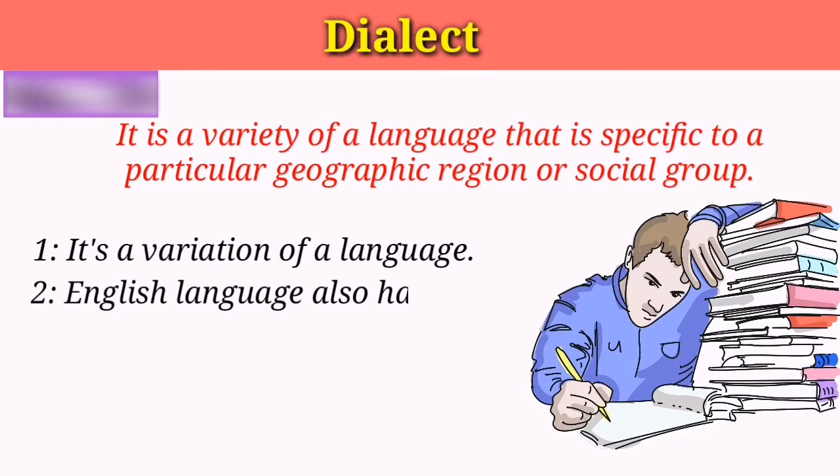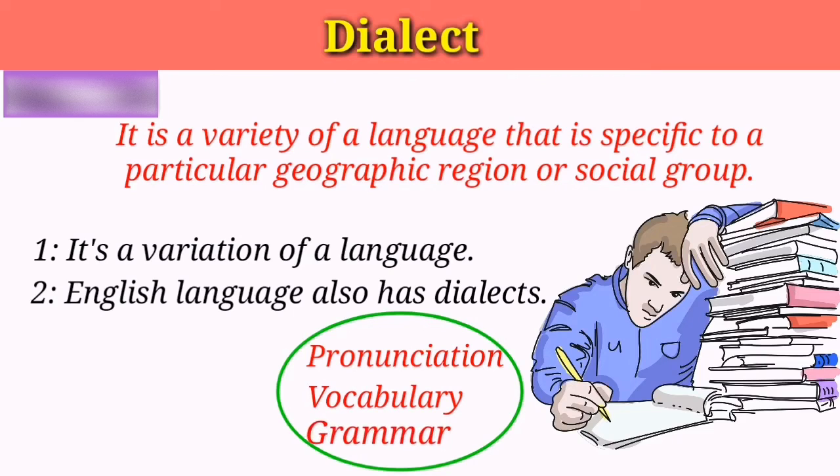Just take the example of the English language. Within the English language, there are dialects. Though people in England will speak the English language, some people will have different pronunciation, vocabulary, and grammar. So this is called dialect.